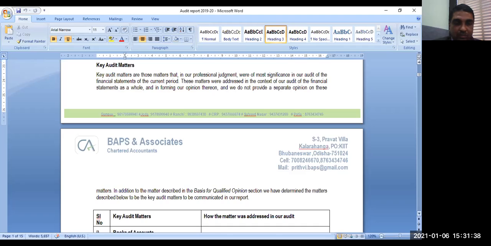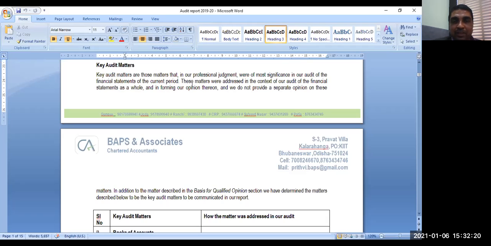In addition to the matter described in the basis of our qualified opinion section, we have determined the matters described below to be the key audit matters to be communicated in our report. Right. Now you see what is written. First, it is explained what key audit matters are: those matters that, in our professional judgment, were of most significance in our audit of financial statements of the current period. This should be written. Okay, what is a key audit matter? That should be explained.